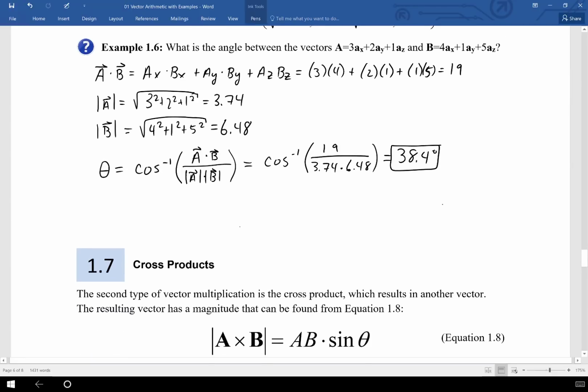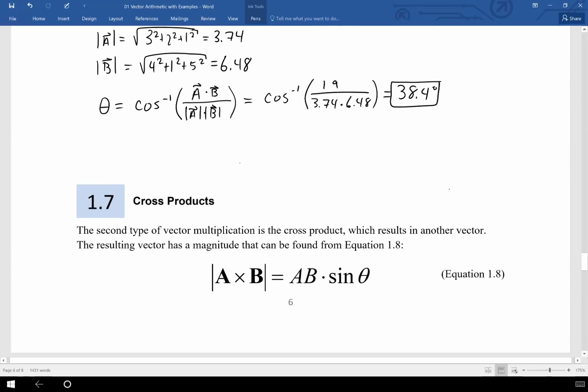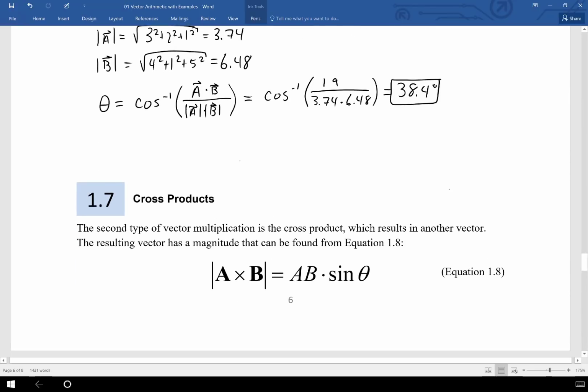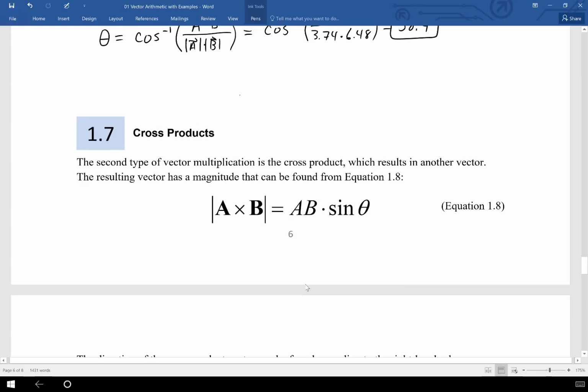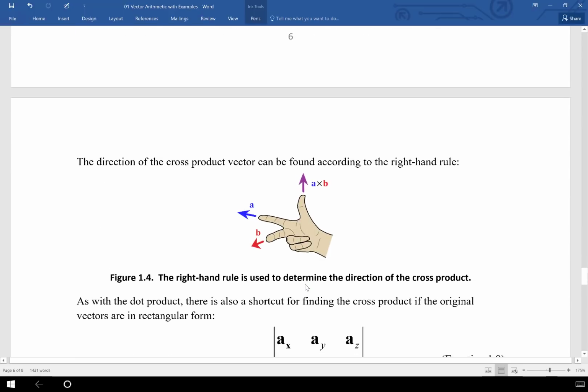Well, the last thing that we want to talk about today is cross products. Cross products, of course, yield a vector, and so that means that we need to calculate both a quantity and a direction, a magnitude and a direction. The magnitude is found by the product of the magnitude of A times the magnitude of B times the sine of the angle between them. Don't get that confused with the cosine, which was in the previous case. And then the direction is found by following the right-hand rule.